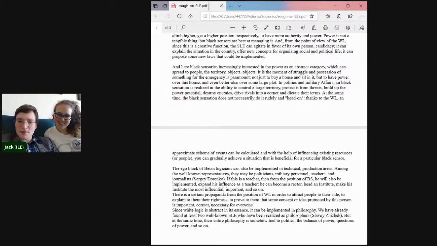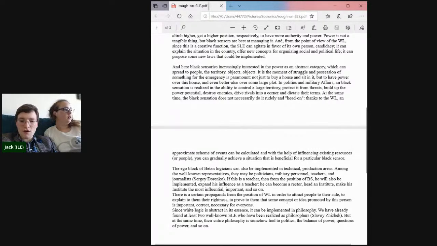And they build up the power potential to destroy. Okay. At the same time, the Black sensation does not necessarily do it rudely and head on, but thanks to white logic, an approximate scheme of events can be calculated. Probably quite calculated, though. I do calculate. That's true. I am calculating. A bit too calculated, but you do calculate a lot. I think a lot through. That's true. And with the help of influencing existing resources or people, you can gradually achieve a situation that is beneficial for a particular Black sensor, right?